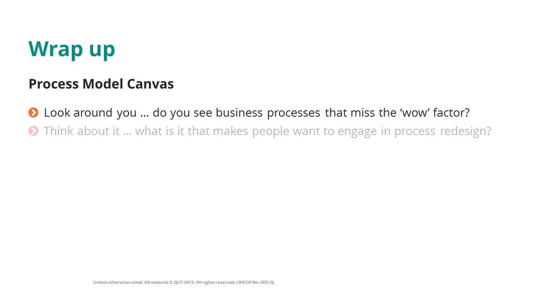You may also start thinking about what it really is that makes people engage in process redesign. The process model canvas tries to engage a lot of people through this creative brainstorm-like approach to identify the activities and the information exchanges. So this excitement that you get by involving people, how can you bring that about in other process redesign approaches that you are familiar with?